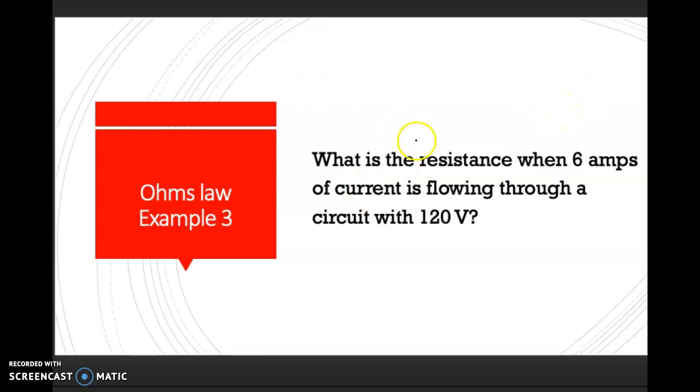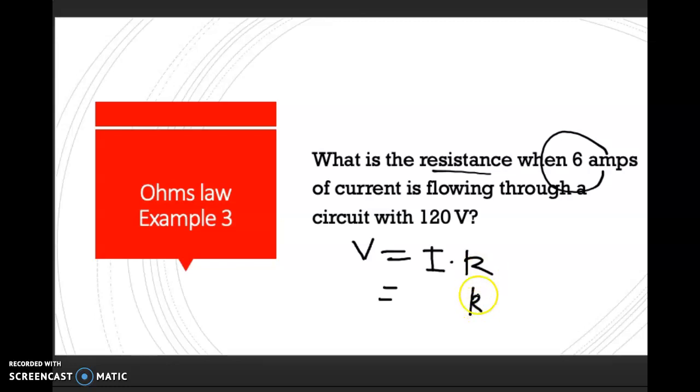What is the resistance when 6 amps, oh look, they didn't give me the formula. I have to remember it or look it up. Voltage equals current times resistance. Okay, the resistance is what I'm looking for, so I'm looking for R. When 6 amps, do you remember what amps measures? I'm looking for R, so I'm going to leave it R. Amps measures current. 6 amps times whatever resistance. It's flowing through a circuit with 120 volts.